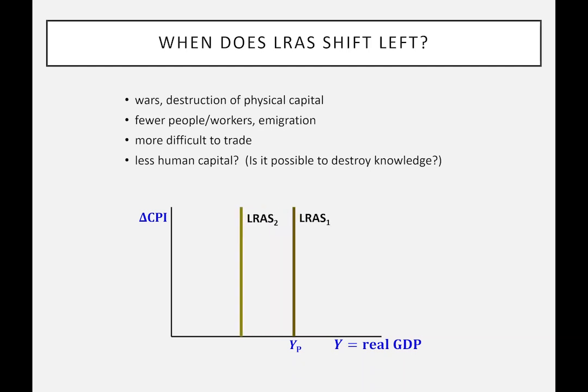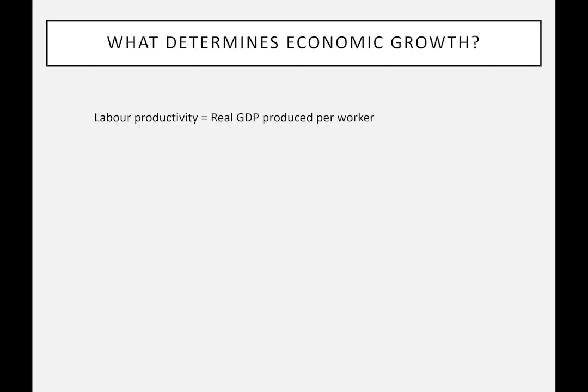The effect of this, of course, is something like a civil war. It's a good example. Civil war is going to destroy capital. It's going to kill people, working age people in particular. And so as a result, the potential of the country to produce more is going to shift to the left.